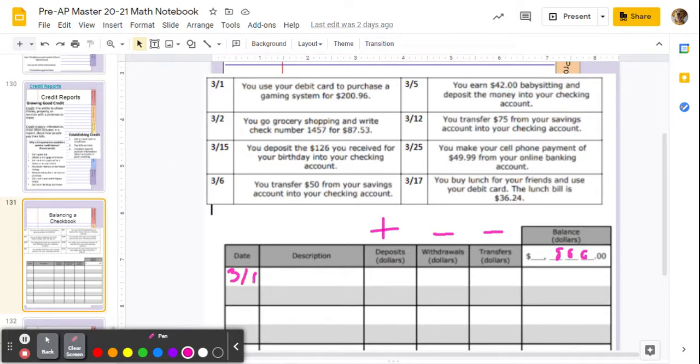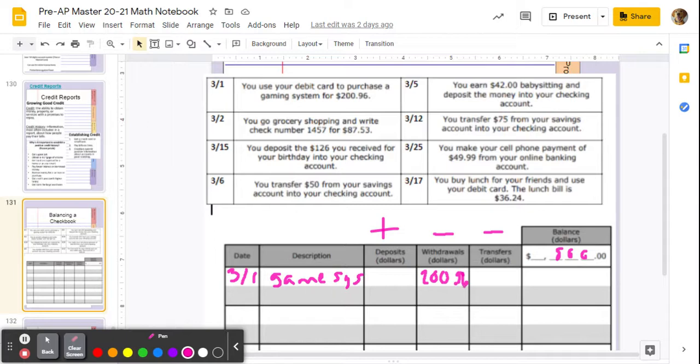It says that you're using your debit card to purchase a gaming system. So I'm going to put game system, and you can abbreviate. If I'm purchasing something with my debit card, that means the money is being taken out of my account. So it's withdrawing $200.96.